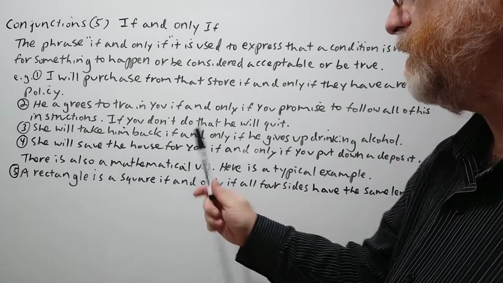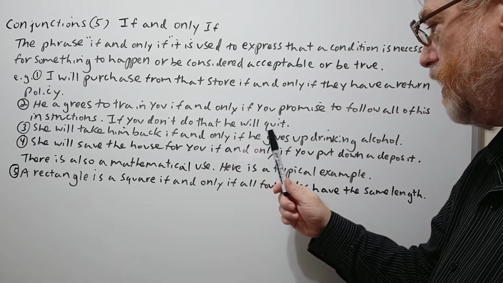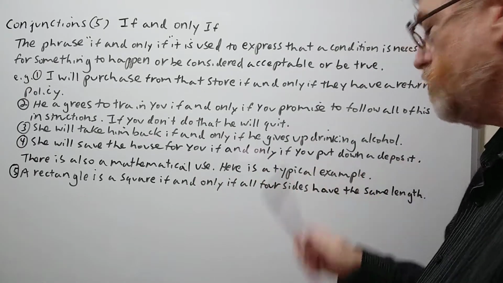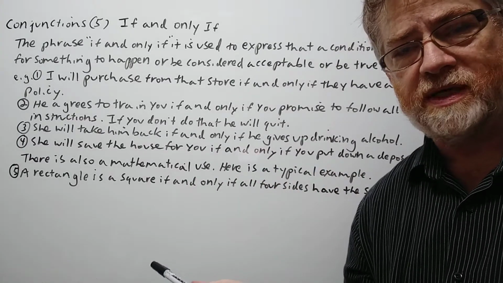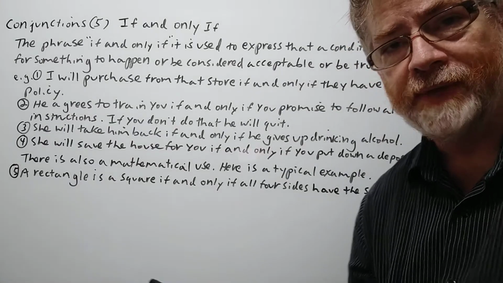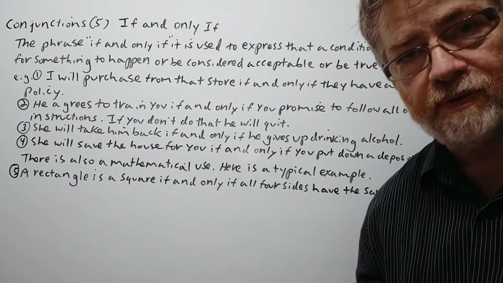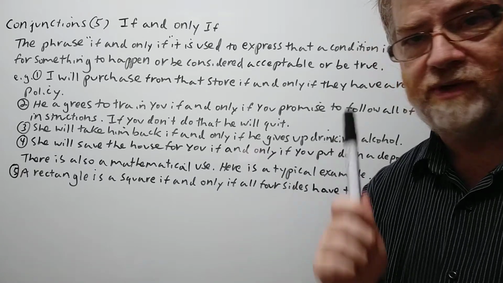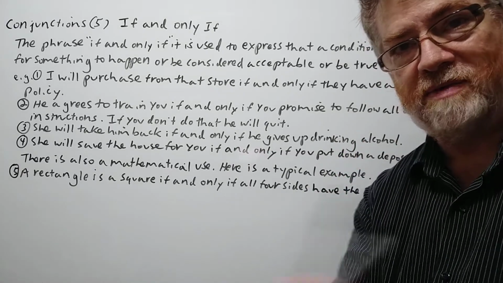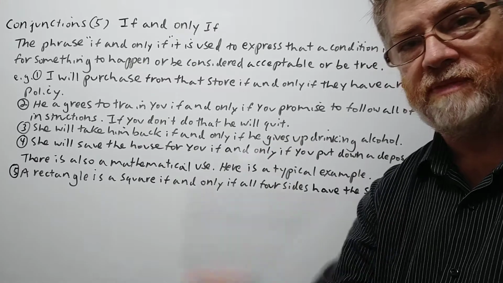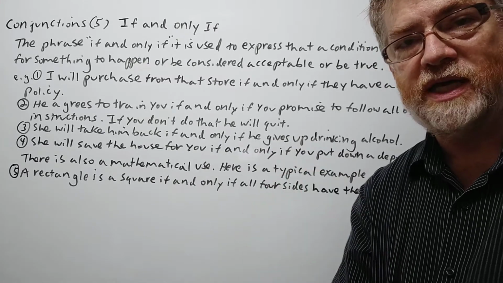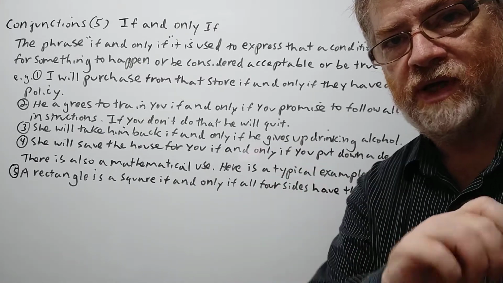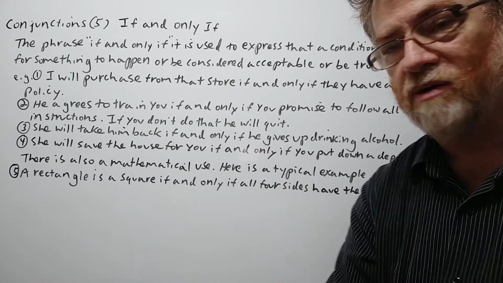All right, number 3. She will take him back if and only if he gives up drinking alcohol. Yeah, this is probably some guy who maybe had a drinking problem. Maybe they broke up. Maybe they were a couple. And she's willing to take him back, but you just got to get rid of that alcohol. Maybe I love you, but if you've got that problem, I don't want to be with you. I'll only take you back if and only if you quit drinking alcohol.